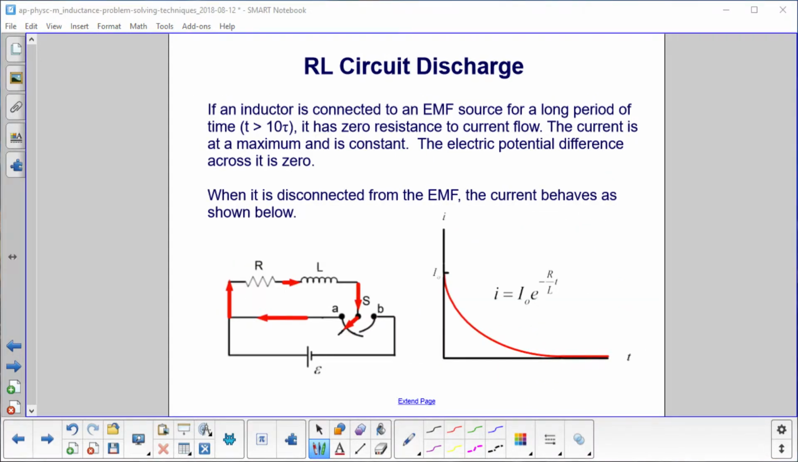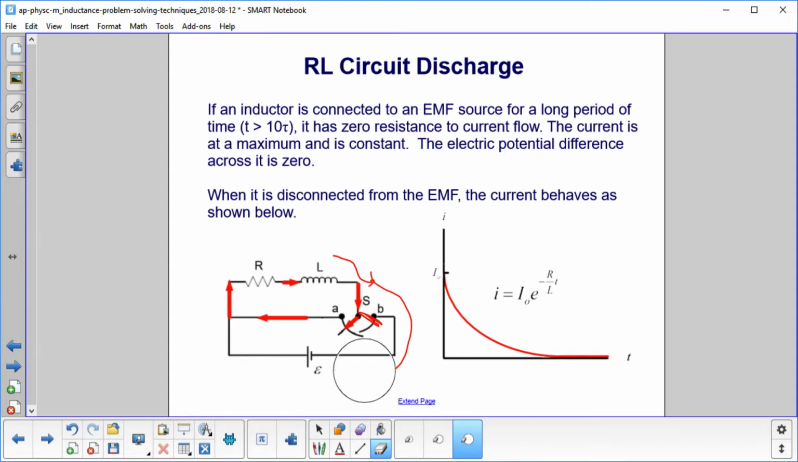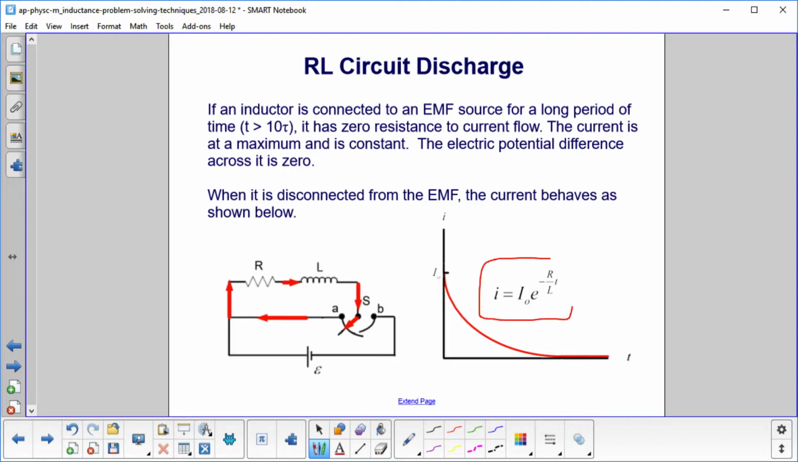If an inductor is connected to an EMF source for a long period of time, where t is greater than 10 tau, it has zero resistance to current flow. That's going to be the situation when the switch is connected to point B, and we have current flowing like that. In addition, the current is at a maximum and is constant. The electric potential difference across it is 0. When it is disconnected from the EMF, which we do by moving the switch to point A, it's a make-before-break switch, then the current will decrease exponentially as shown in this equation and this graph until it hits 0.